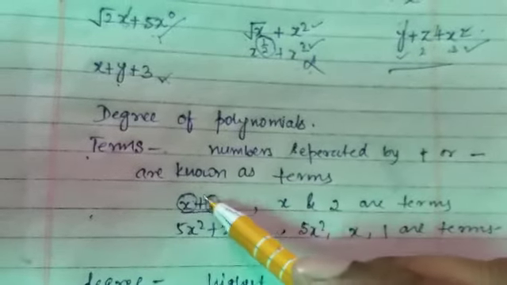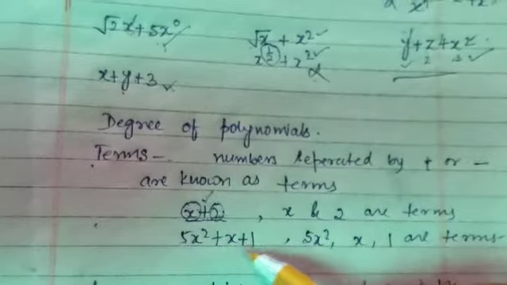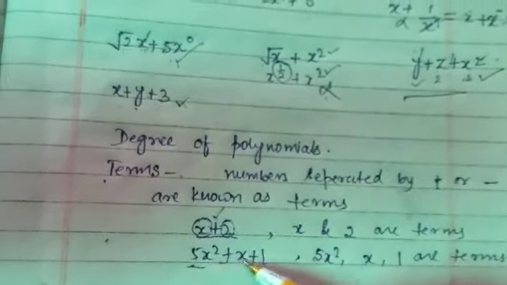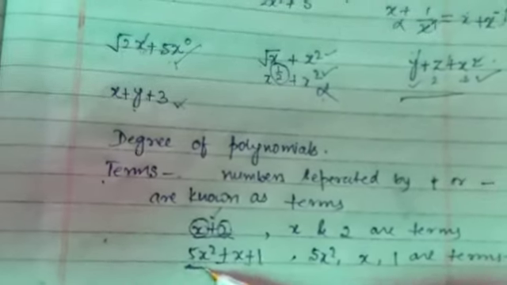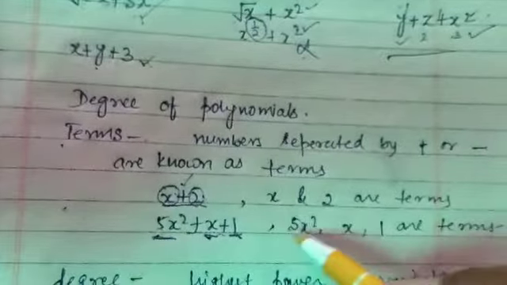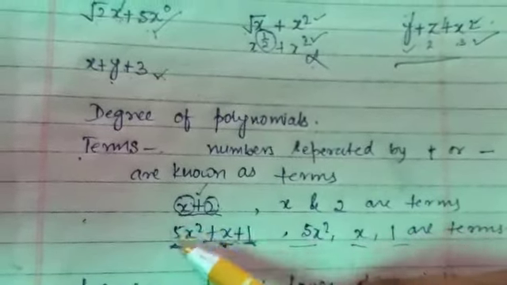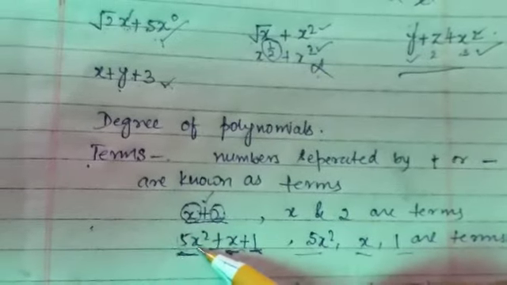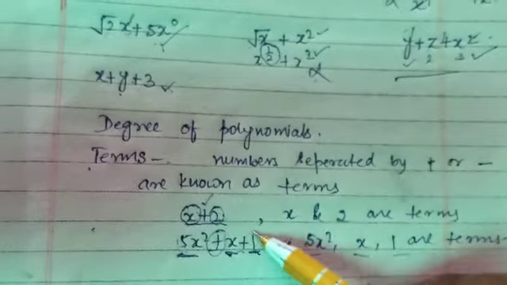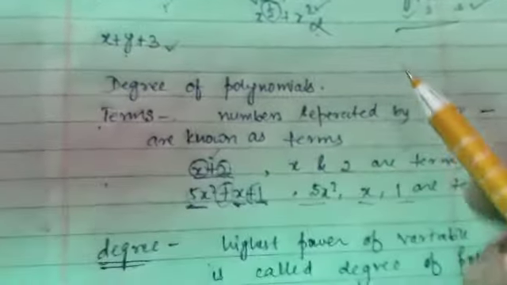Why? Because they are separated by a plus sign. Here, 5x square plus x plus 1, there are 2 plus signs, meaning this is the separation of 5x square, x and 1. So one term, two terms and three terms. So 5x square, x and 1 are three terms. You cannot say 5 is a term; 5 is the coefficient of x square. But what is separated by plus or minus, you can call the terms.